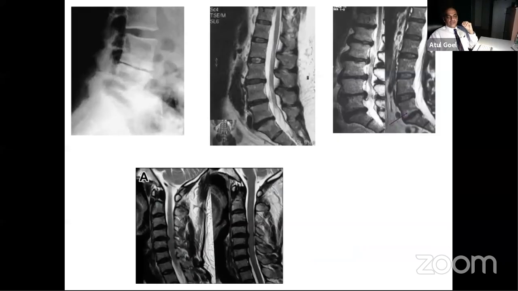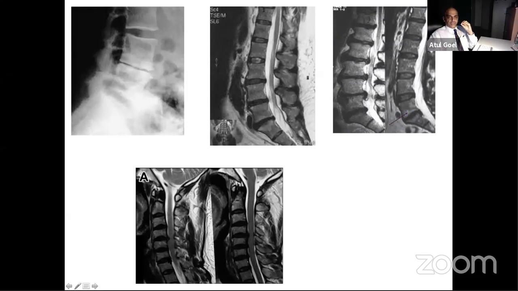So my dear friends, I want to introduce to you a beautiful concept. Please have a look at these slides. What I'm trying to show is reduction in the disc space, bulging of the disc here, osteophyte formation here, multi-level osteophyte formation here.